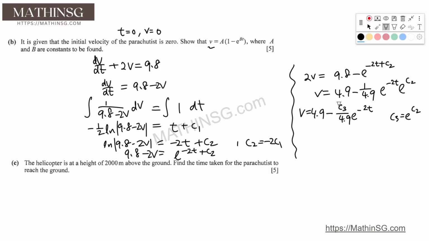Next, I need to find what is c3. I'm given that when t is 0, v is 0. So I know that c3 over 4.9 e to the power of minus 2t. Hold on a second. Maybe I do not want this to be c3. So I will just let c4 be c3 over 4.9.